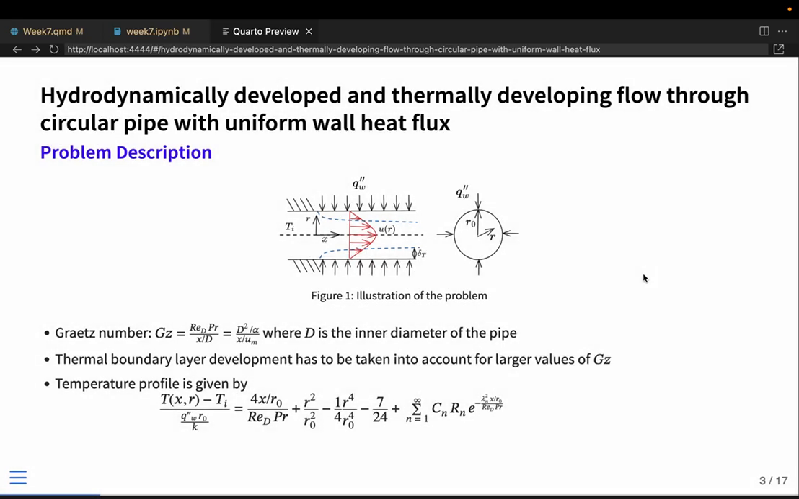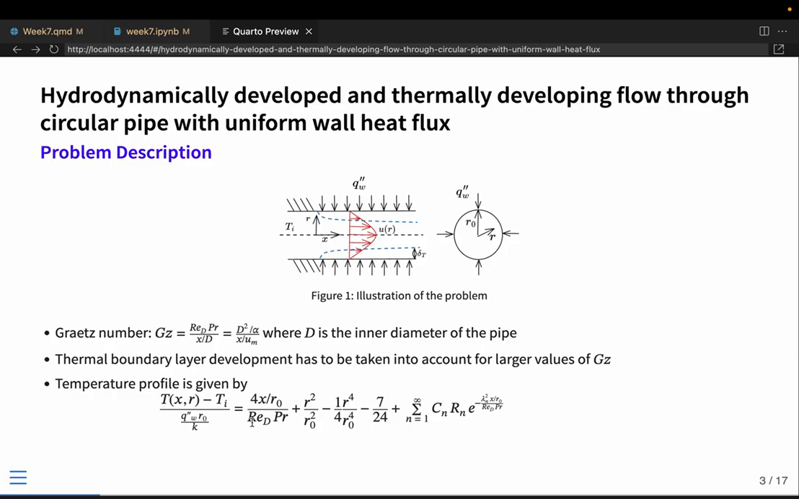So the general temperature profile after solving the equation will be of this particular form. You have terms that are only a function of r and terms that are a function of x. As the flow develops, the terms with respect to x, this summation term, would eventually go to 0, and this term will still remain.